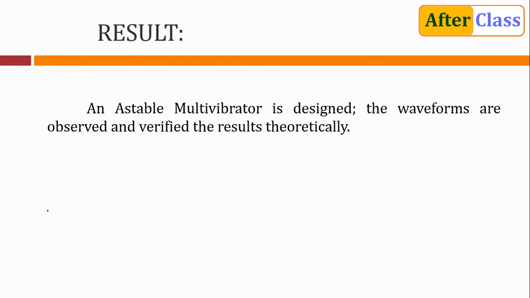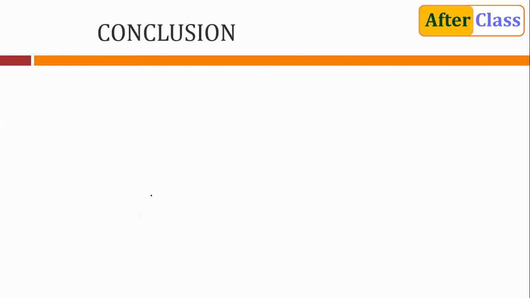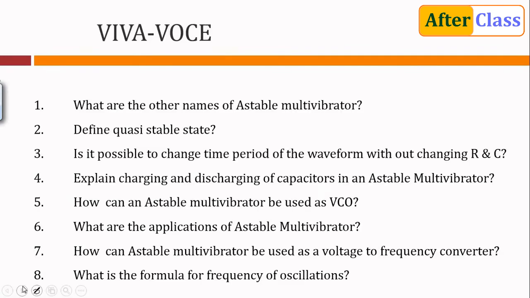The results: an Astable Multivibrator is designed, the waveforms are observed and verified theoretically, and here you have to mention the values. What are the timing intervals, what is the amplitude, what is the frequency, all those things should be mentioned here, all the quantitative analysis. And then we have set out some questions in the aim, so those questions have to be answered here. Conclusion: finally what you have concluded after performing this experiment, that's more important.